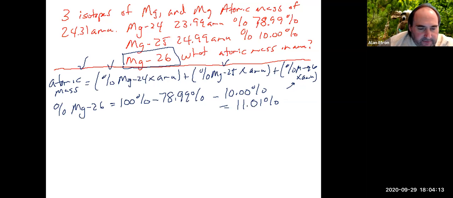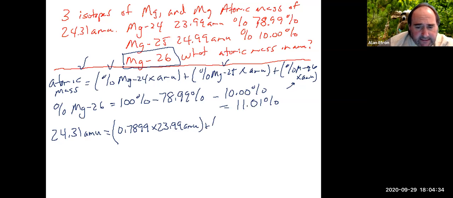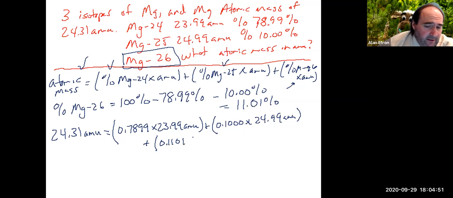So if we put in our numbers, we know that the overall atomic mass is 24.31. Our first isotope, again, converting our percentage into a decimal and timesing it by the atomic mass of that first isotope. Again, adding it to our second isotope, also converted the percentage into a decimal times the atomic mass of our second isotope, plus, I'll just go here, our third isotope that we now know is 0.1101 times, I'll just call it X at this point.